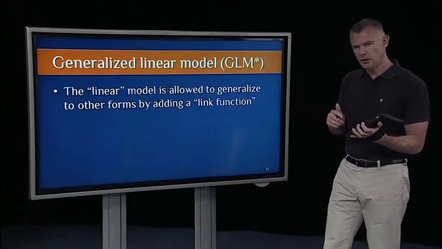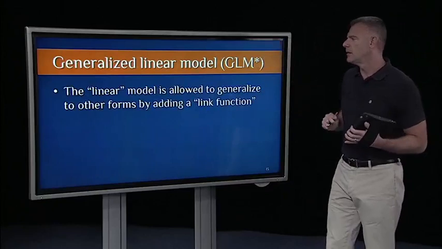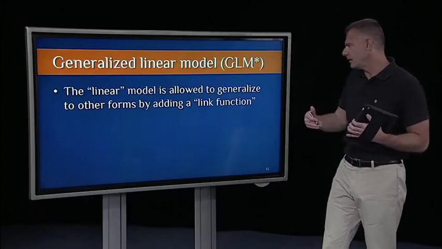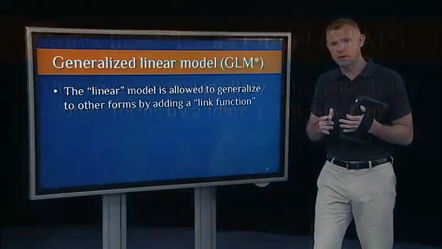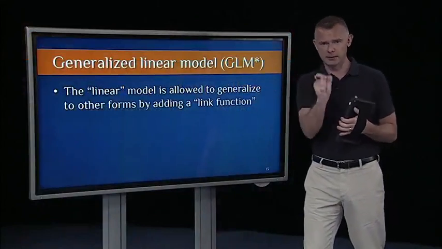And the key to the GLM star is that the linear model is extended and allowed to generalize to other forms by adding what's called a link function. So the link function is key to making the GLM star more flexible and generative. And that's the key difference between the GLM and the GLM star: the link function.